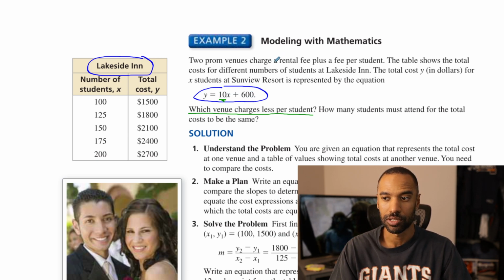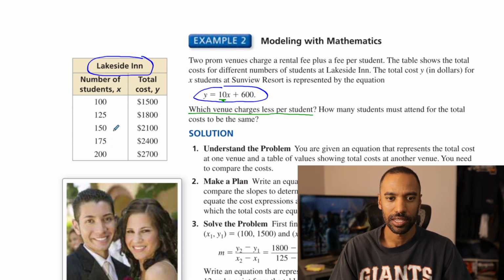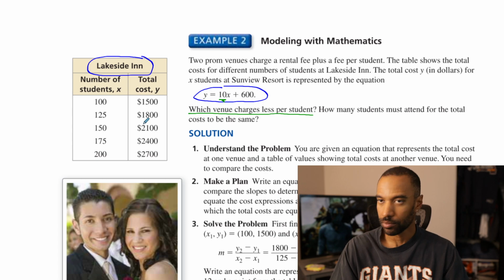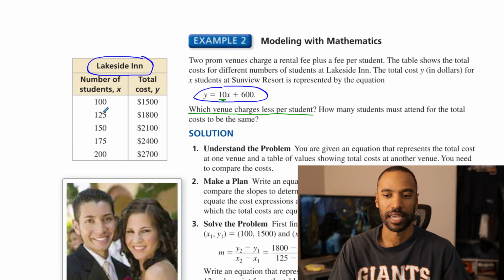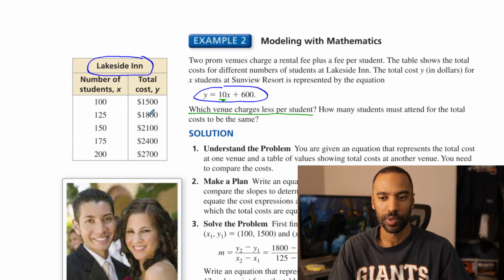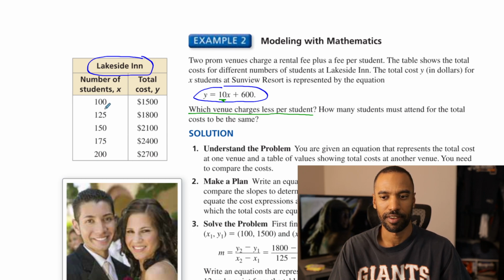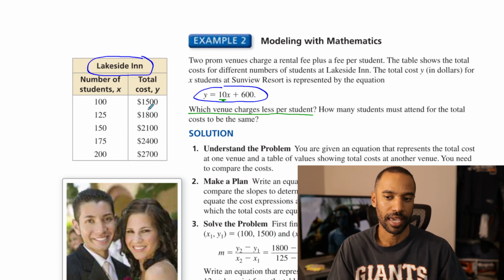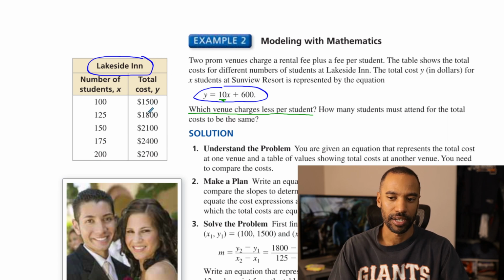There's an upfront cost, right? Rental fee. There's an upfront cost, but then there's a fee per student there. What's this cost per student? We have to do a slope. We have to take any 2 points, find the difference between the y's and the difference between the x's, and divide them.